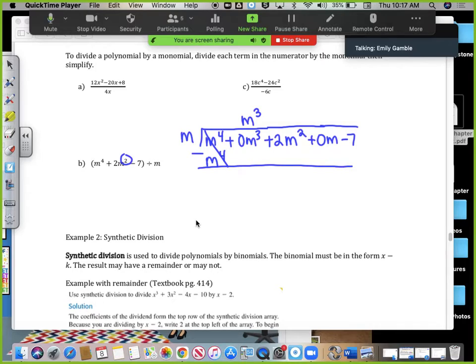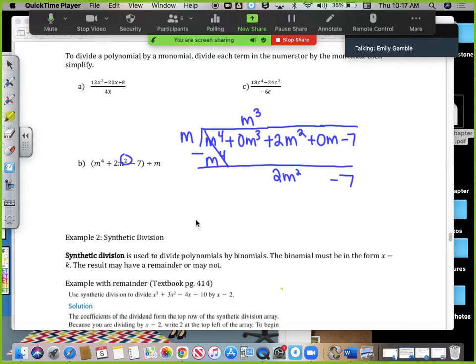Like, you don't necessarily need to bring down the 0m to the 3rd because it's just 0, just there for a place saver, but if you want to bring down the 2m squared plus 0m, you don't even need to use this place saver either, so I don't even need to. I'll just put the minus 7.